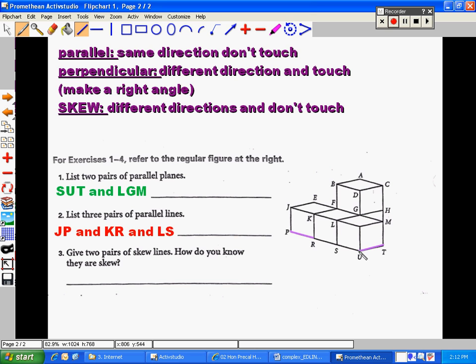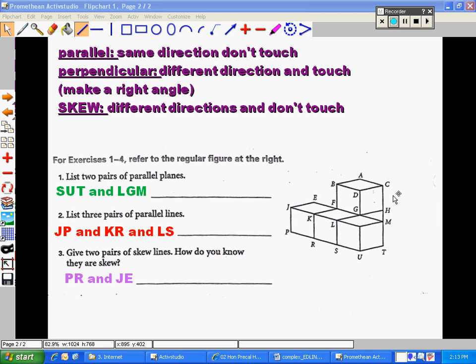If I pick UT, yeah, it's going in a different direction, but if I extend PR, they will eventually touch and create a 90 degrees. So those are not skew lines. So if I'm using PR, pick something above it, going in a different direction. For example, JE. Those are going in two different directions, and they will never touch each other if I extend those lines.